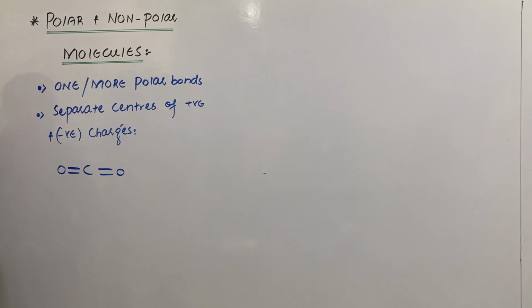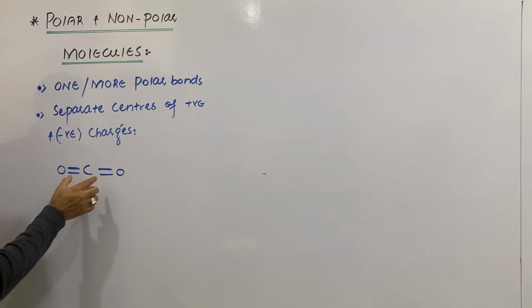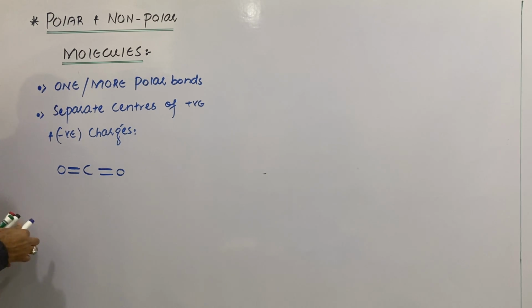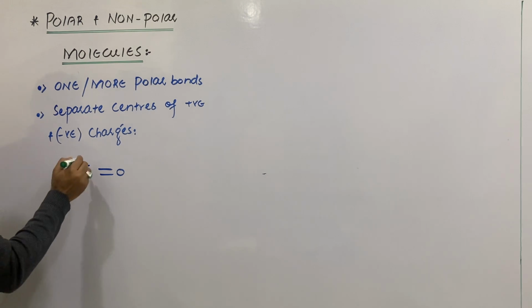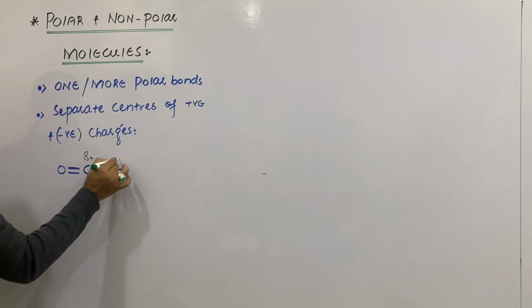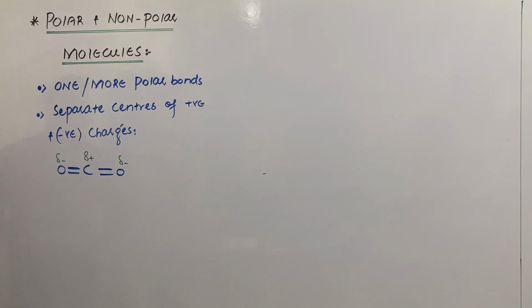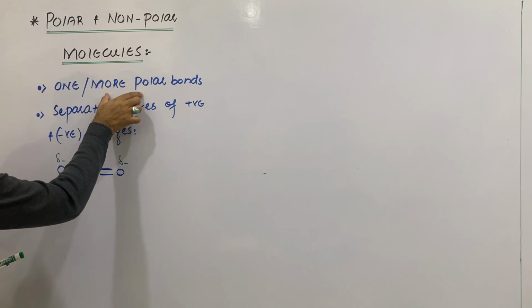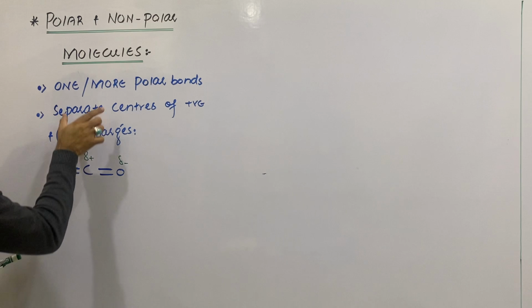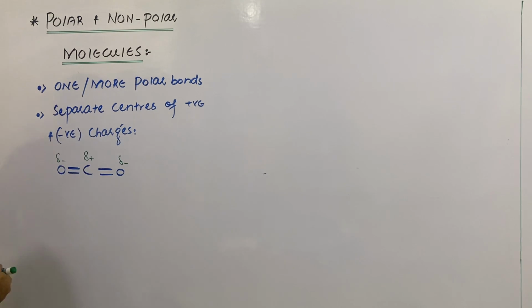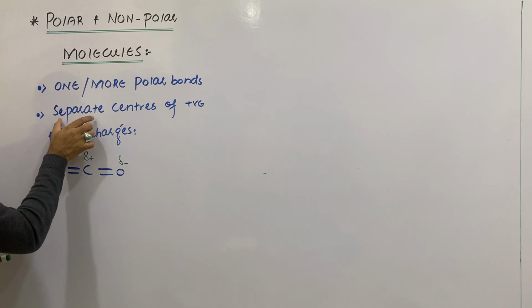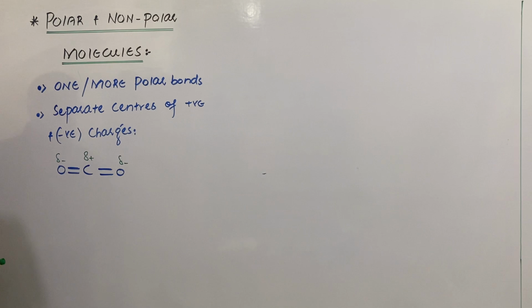Now, dear students, in this molecule, you can see that because of the difference of electronegativity between carbon and oxygen, the two bonds will be polar bonds, delta positive and delta negative. So, the first condition for a molecule to be polar is satisfied here because it has two polar bonds. Now, the second one is the separate centers of positive and negative charges.